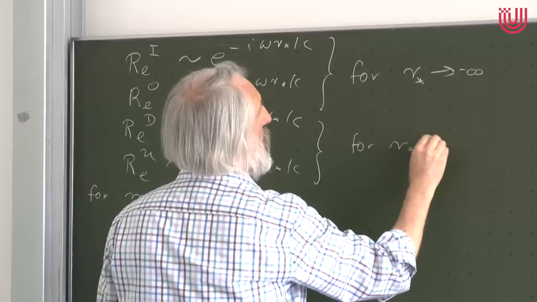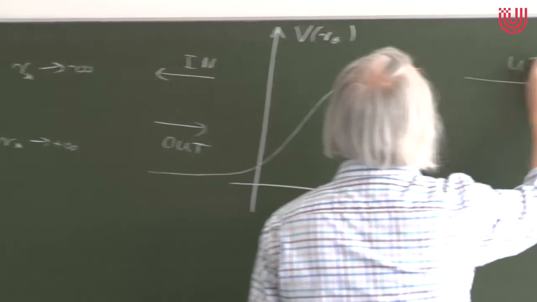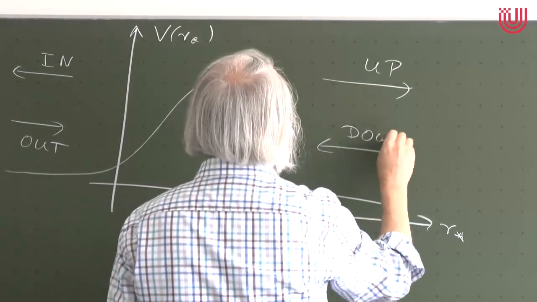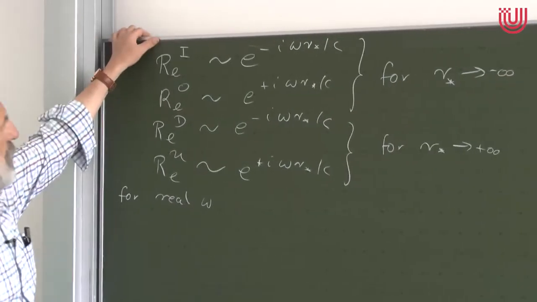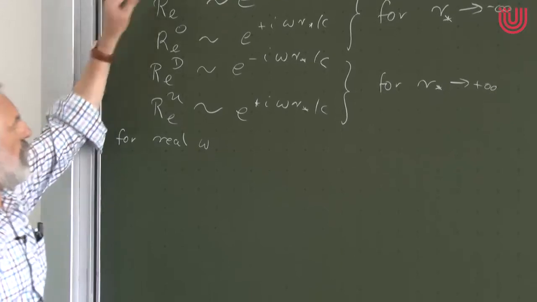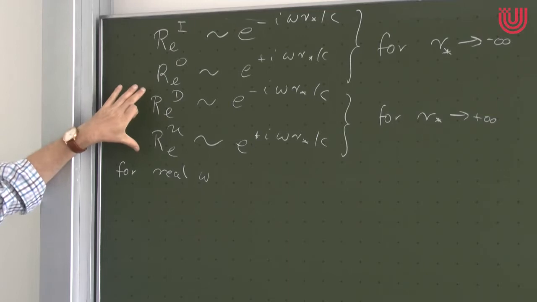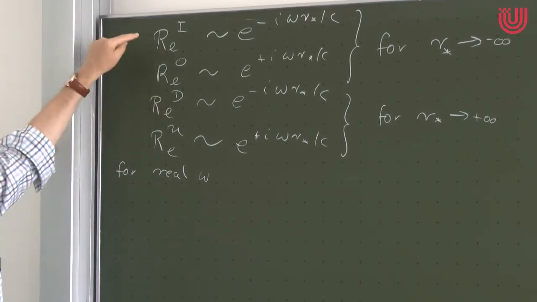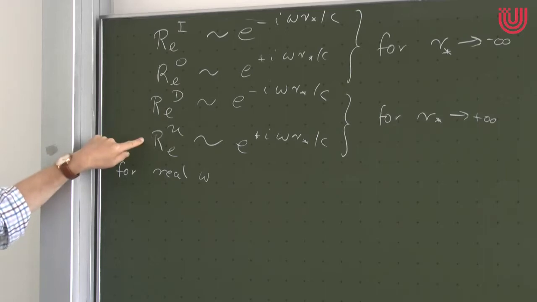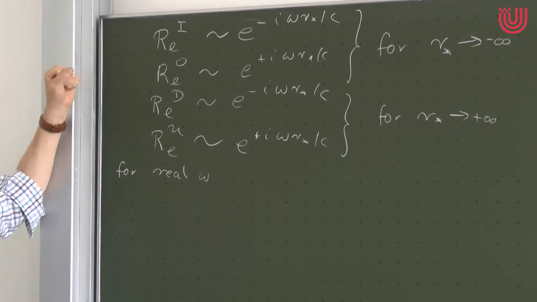For r star to plus infinity, we have this goes up and this goes down. Now both things are basis solutions for our second order differential equation. So every solution, in particular the other pair of solutions, must be given as a sum of these two. For instance, I can write this as a linear combination of these two, or this as a linear combination of these two. And the question is, what are the coefficients which occur?